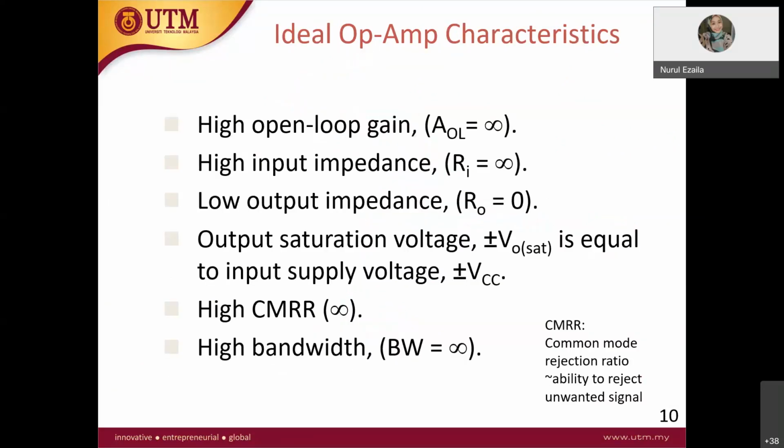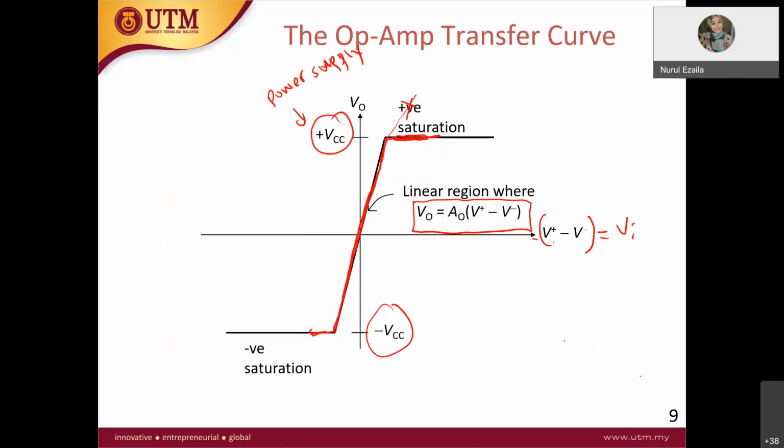So in order to analyze your op-amp, the ideal op-amp characteristic has a high open loop gain, where the gain is almost infinity, a high input impedance, low output impedance, and the output saturation voltage is plus minus V out saturation. So this is what it means. This is plus V out saturation, and this is minus V out saturation.